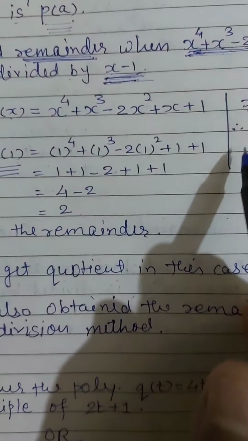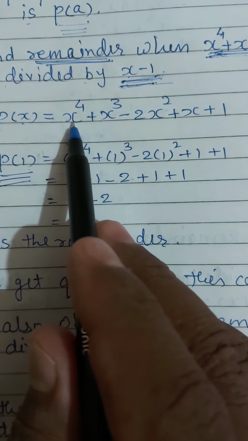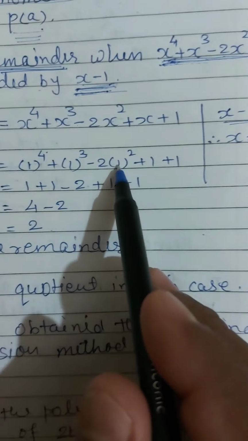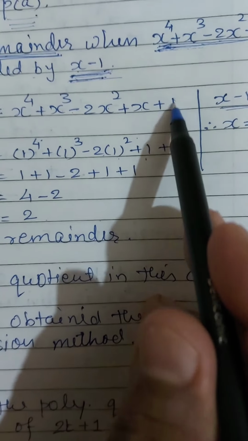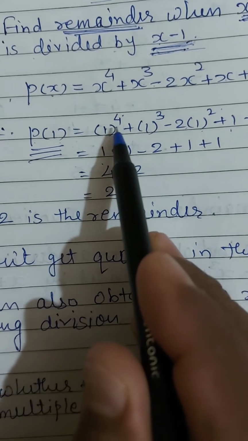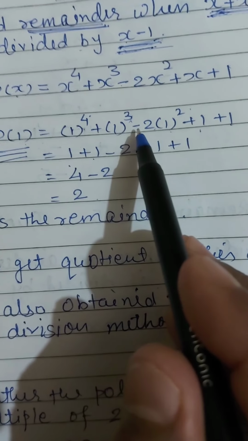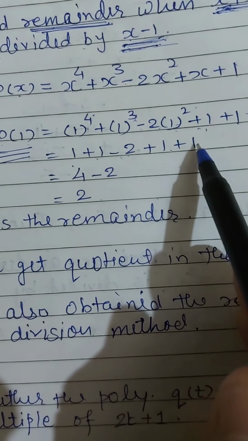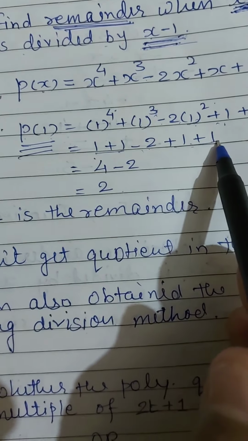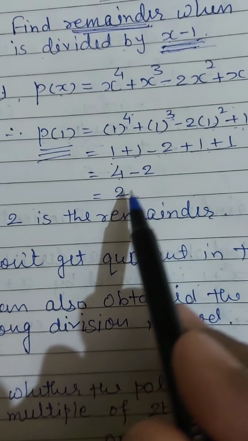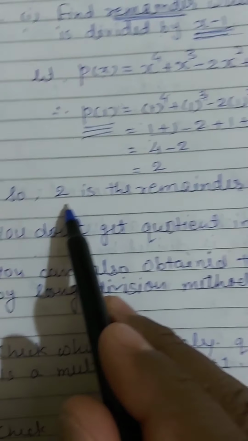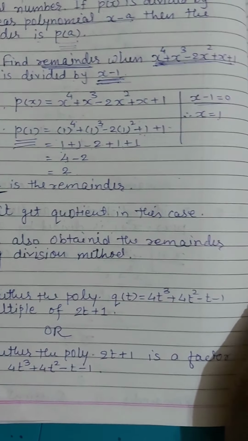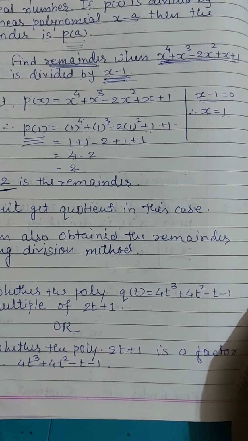How can we obtain this? Now we will check this one. 1 raised to 4 plus 1 cube minus 2 into 1 square plus 1 plus 1. This is 1, again 1, minus 2 times the square of 1, which is 1, so 2, plus 1 plus 1. All the positive terms together make 4, minus 2, that is 2. So we can say 2 is the remainder of this polynomial when we divide it by x minus 1.